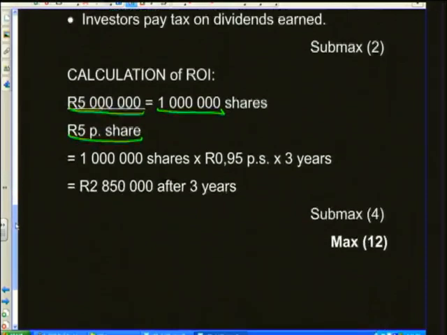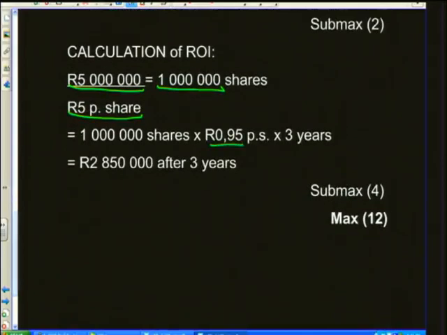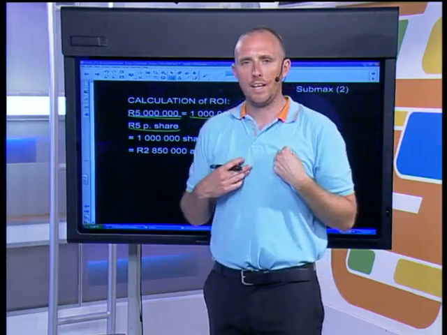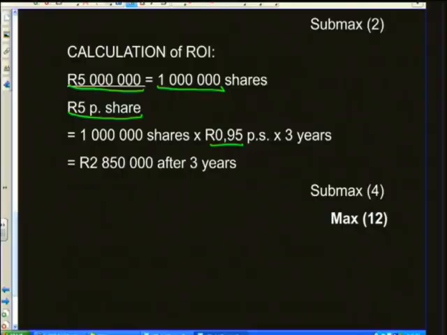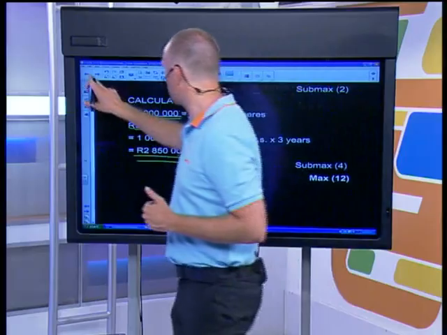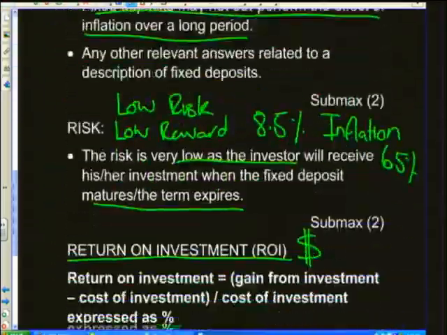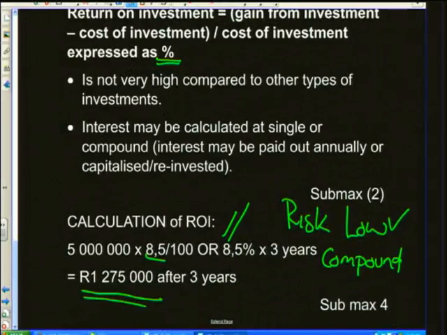And they said the dividends per share was 95 cents per share. Right. So we've got 1 million shares, and we're going to get 95 cents per share in dividends. Right. So 1 million times 95 cents times 3 years, and then after 3 years we're going to be sitting with 2,850,000 rand. Okay. Can you see that there? Like when we compare it to our fixed deposit, which was 1,275,000 rand, right?